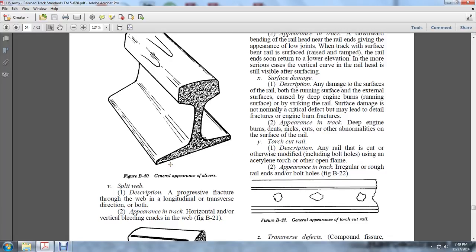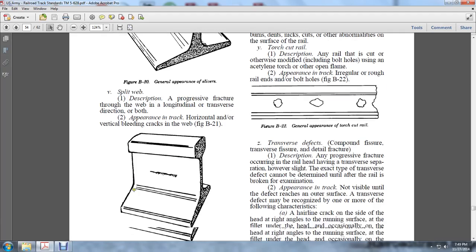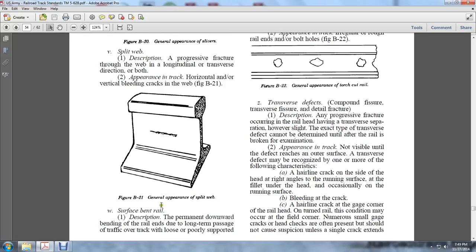Split web: a description of progressive... These are slivers. Split web. Description of progressive fracture through the web in a longitudinal or transverse direction. Appearance is the horizontal or vertical bleeding of the cracks in the web. You see the split of the web.